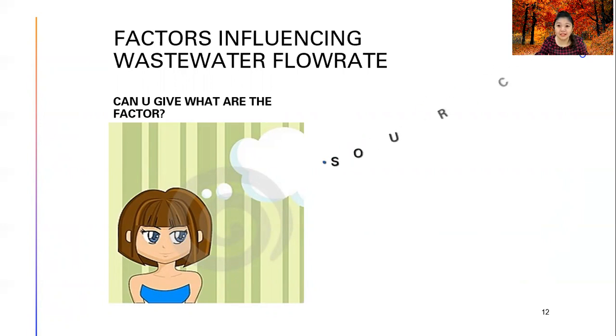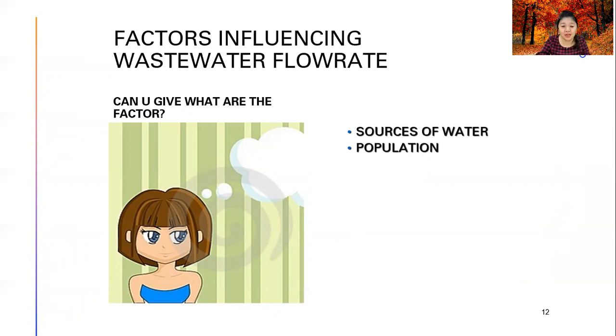Right. So first of all is the source of the water, where the water is coming from. If the water is coming from a house, it should definitely be less compared to water coming from factories, industrial areas or commercial areas. Secondly is the population. If you have a lot of people in one place compared to fewer people, for sure more people will create more wastewater.